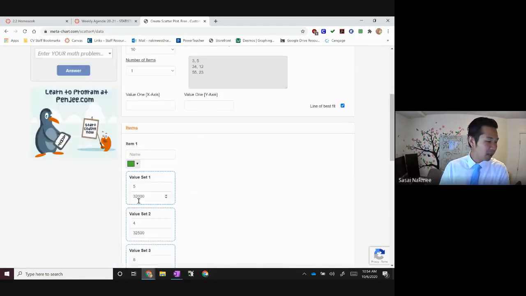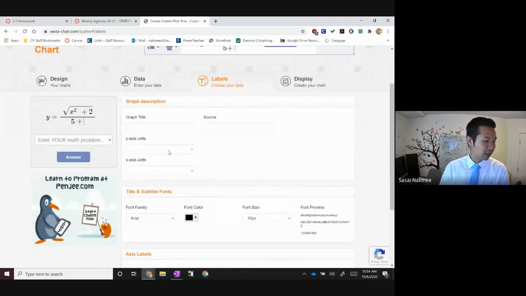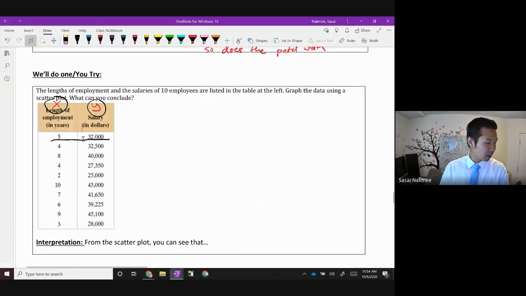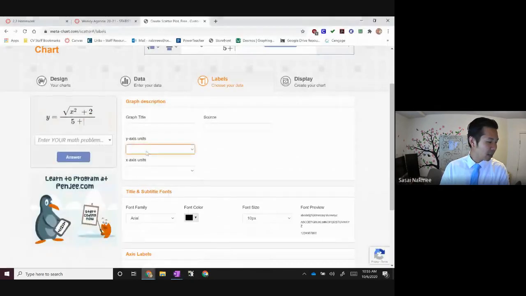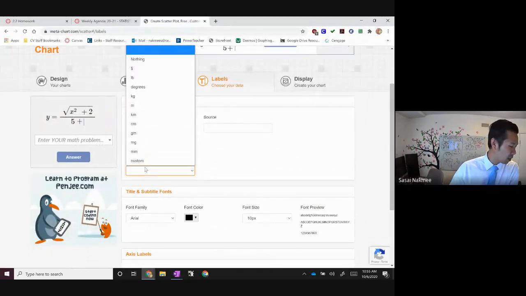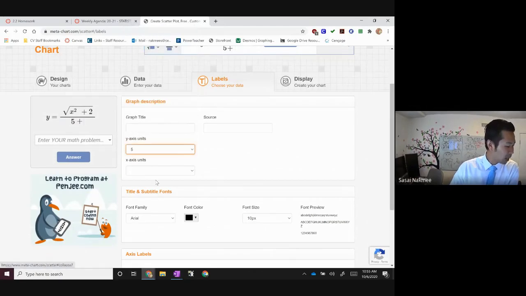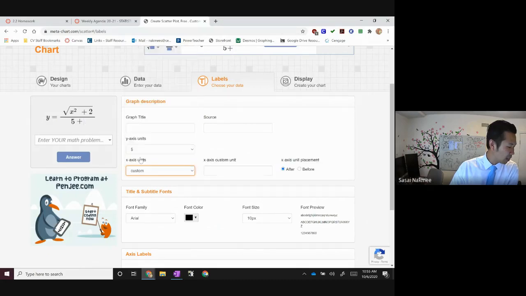Anyways, once you've keyed in all this stuff, you can go to labels and you can make it labeled however you want. The units for the y-axis in this particular example, I don't know if you see this, but the units for the y-axis is in dollars. So I would go over here and hope that they have that as a possibility. Do they have that? They do have a dollar sign, so I'm going to put the dollar sign. The x-axis, it was in years, but it doesn't look like it has it. Can I change it? Oh, I can. I just put years.